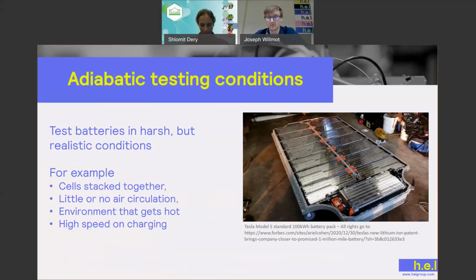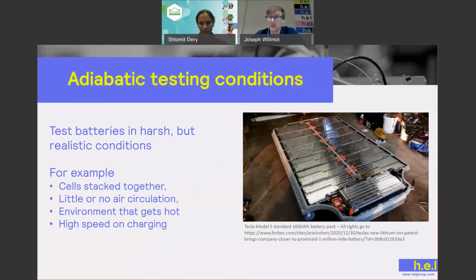This is done by eliminating its heat losses, and that's where adiabatic calorimeters come in. Those are the testing pieces of equipment that allow you to eliminate the heat losses of your sample, so that when you're operating it, you're operating it in absolute worst case scenarios. Now, it's not beyond the realms of possibility for cells to actually be used in adiabatic conditions.